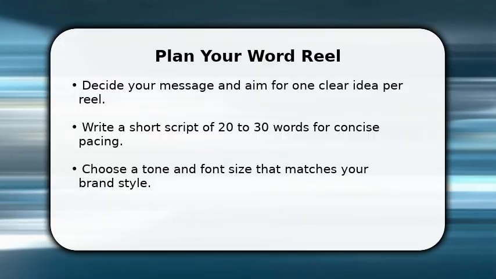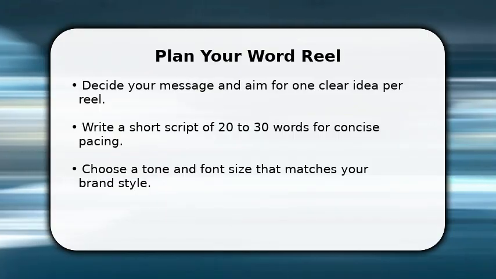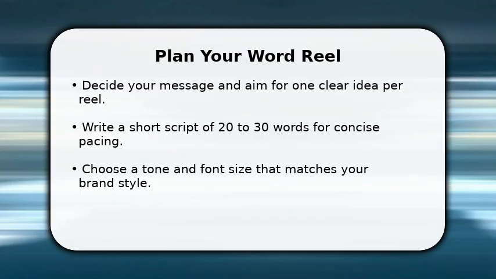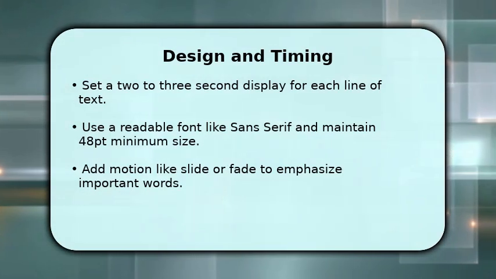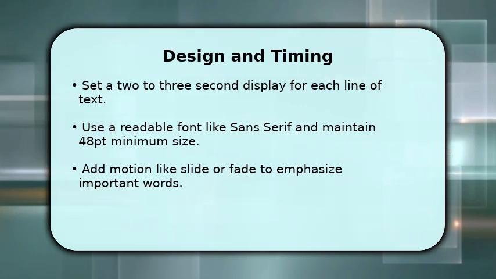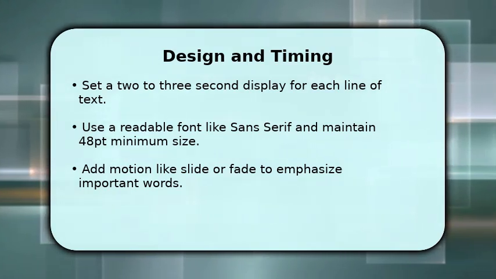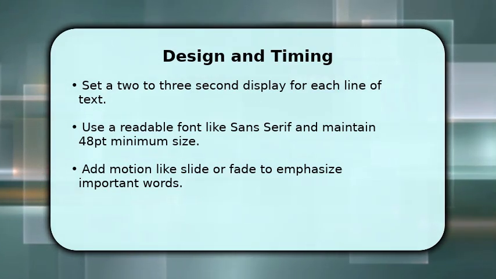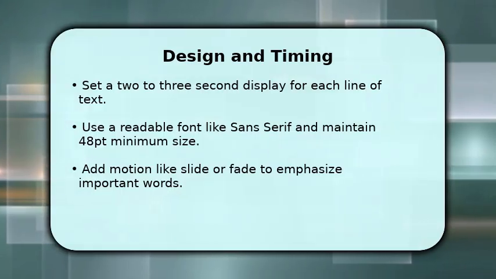Choose a tone and font size that matches your brand style and legibility on small screens. Pick 3 to 5 keywords to emphasize visually with size, color, or motion. Set a 2 to 3 second display for each line of text to keep viewers engaged. Use a readable font like sans serif and maintain 48-point minimum size for mobile clarity.